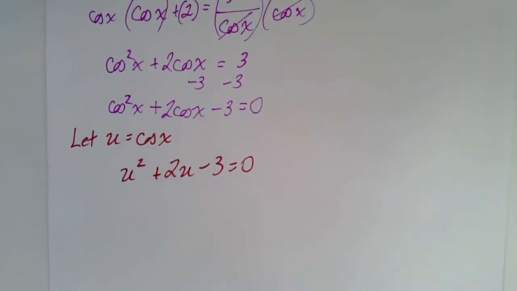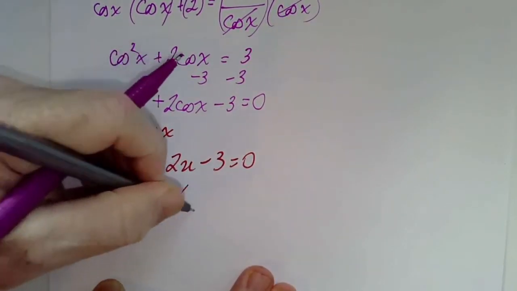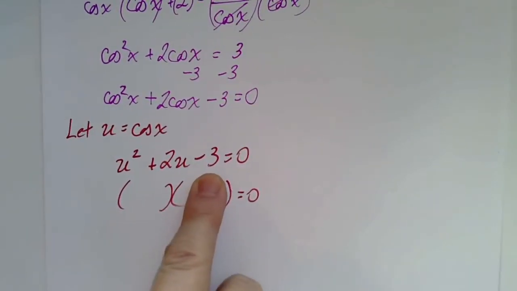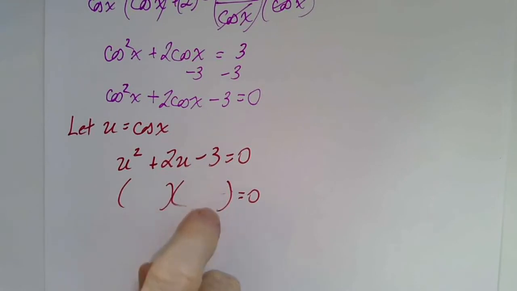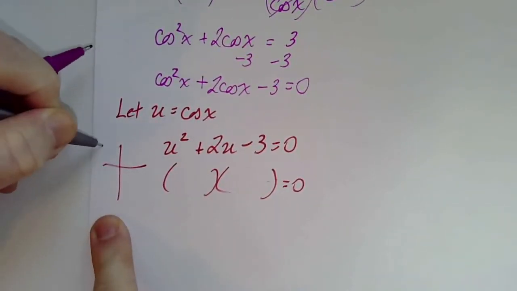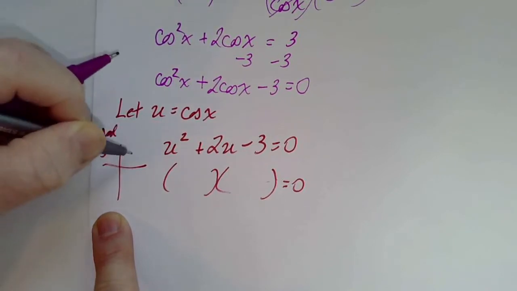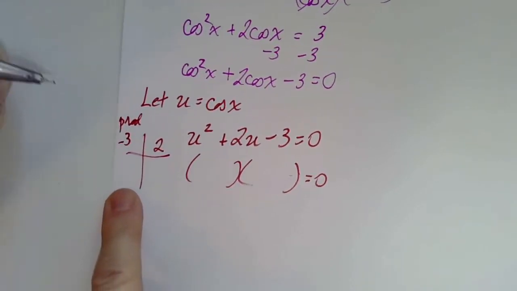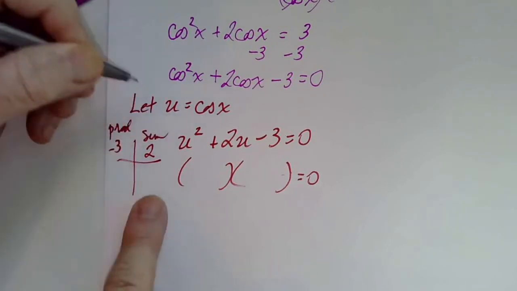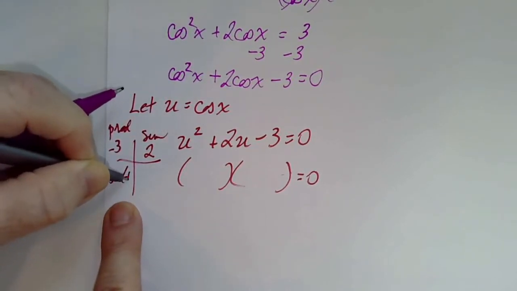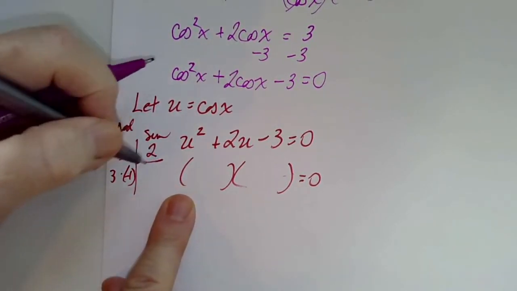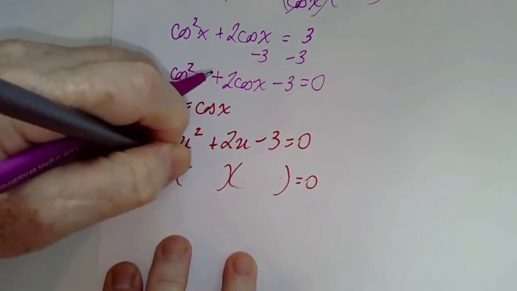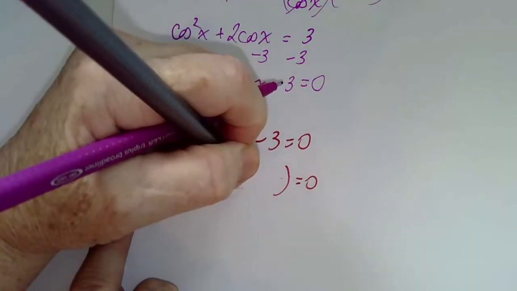Well, that's a quadratic. I know how to solve quadratics. I just need to factor. Let's see. What times what is negative 3 that adds up to positive 2? I want negative 3 as a product and 2 as a sum. So let's see, 3 times negative 1. If I add those, I get positive 2. So this is what I want. So I've got u plus 3 and u minus 1.